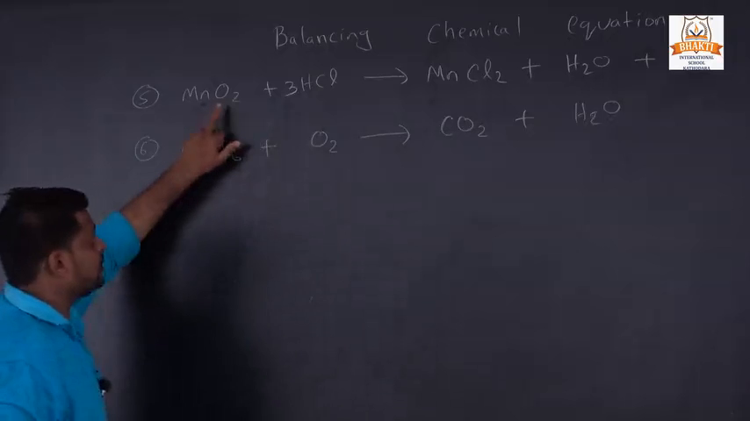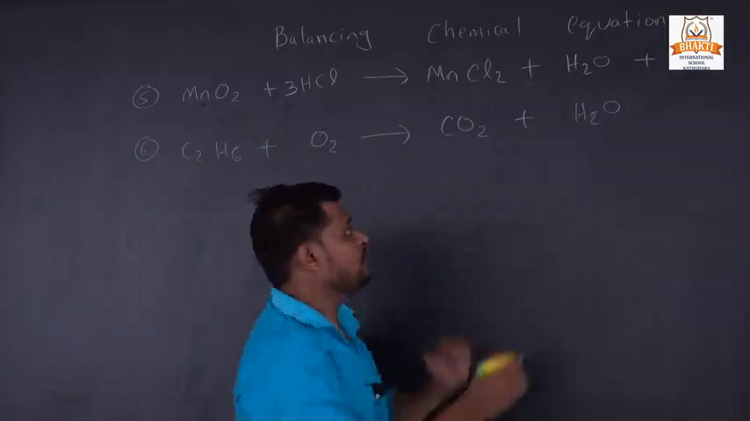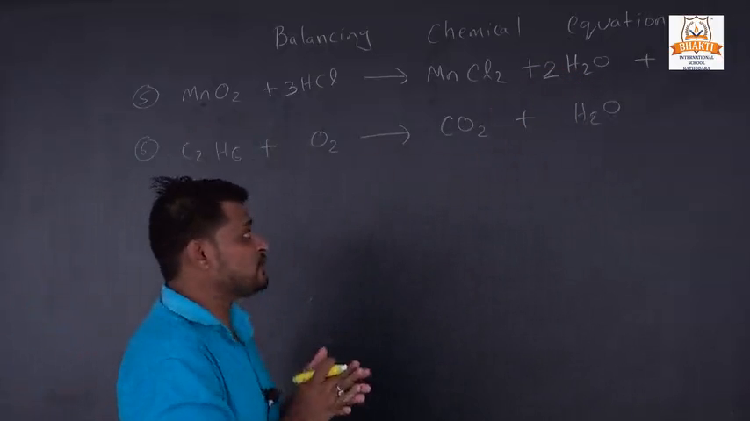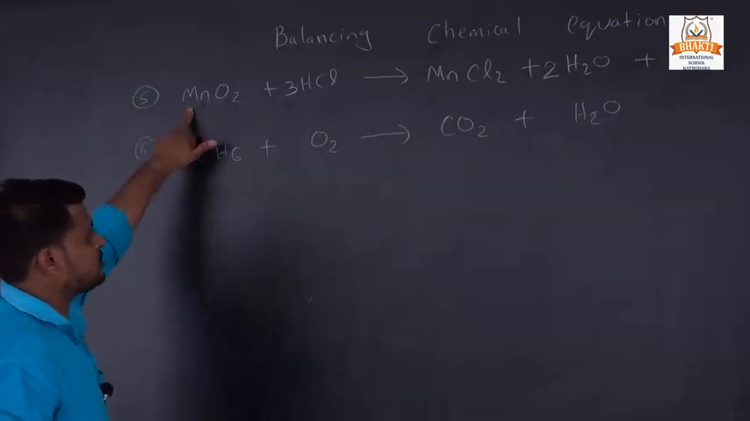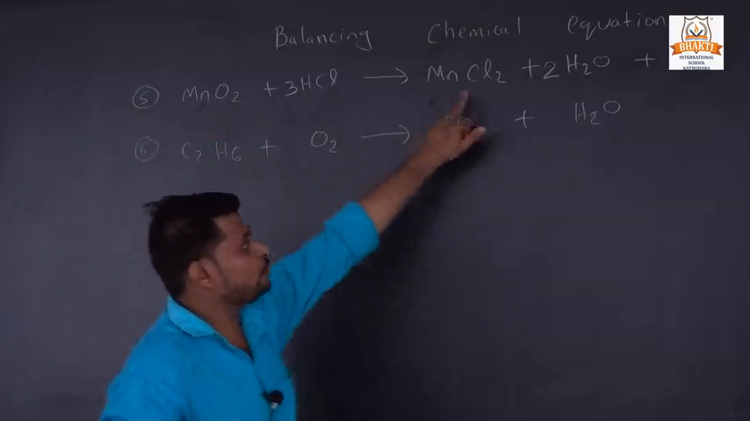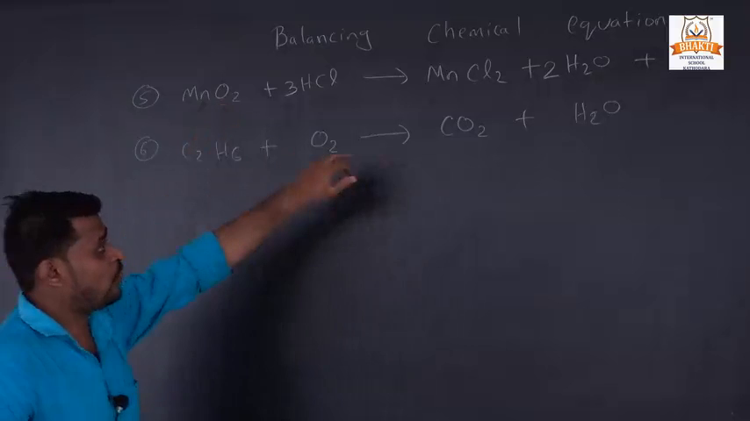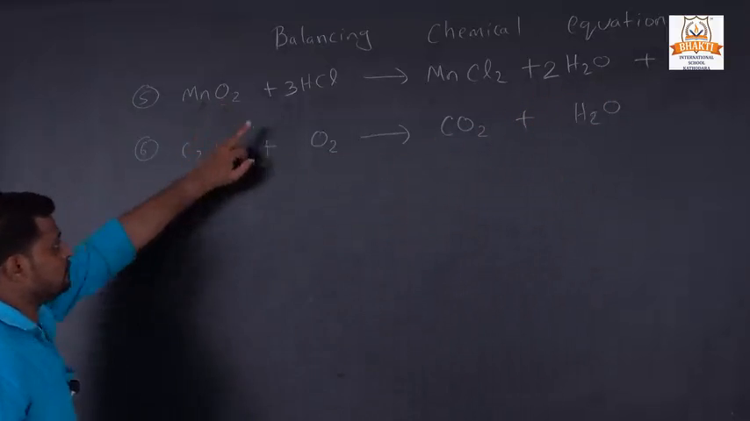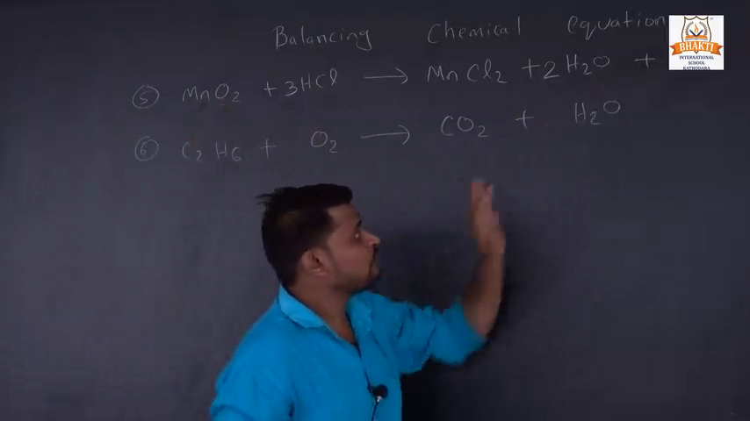Now oxygen, here oxygen is 2, here oxygen 1. So we have to multiply here 2. So again we will change the equations. So we have to check again. Manganese 1, chlorine 3, chlorine 2 plus 1, 3, oxygen 2. Now last, hydrogen. Now here hydrogen is 3 and here hydrogen is 4.